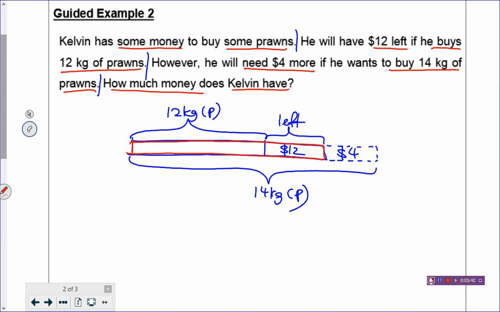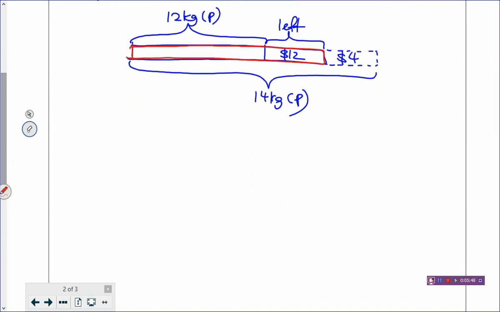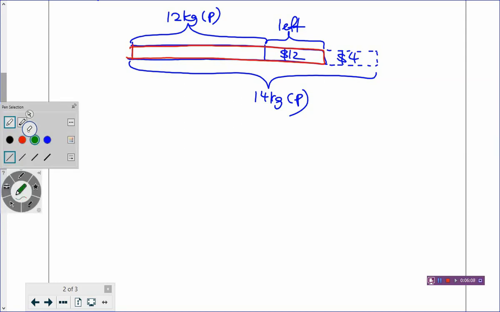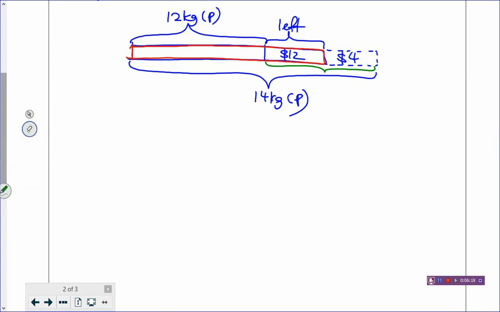Okay, so what do we do? Now you look at the table and you study. So what can we get from this table? Now, let me use a different color. Can you see your 14 kg, which is the whole thing, including the dotted box, and you minus the 12 kg, and then what does it give you? It will give you this over here. Now the whole rectangle, including the dotted box, is 14 kg. And you take out 12 kg, and you get 2 kg of prawns.